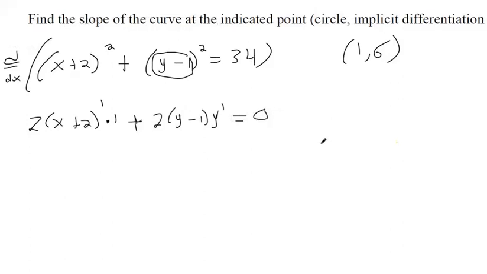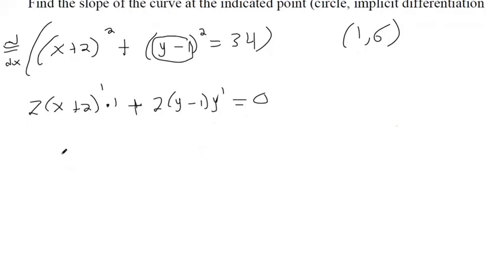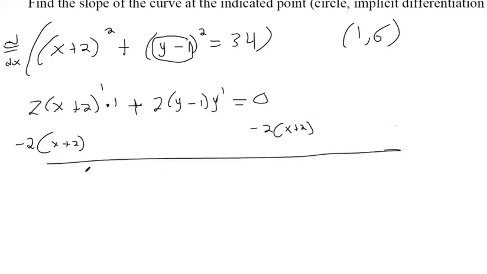Okay, so now we have an equation. Now you could just plug in 1 for x, 6 for y, and solve for y prime if you want. Or algebraically, we could get y prime by itself first. So I'm going to subtract 2x plus 2 from both sides. So I get (2y minus 1) y prime equals negative 2x plus 2.